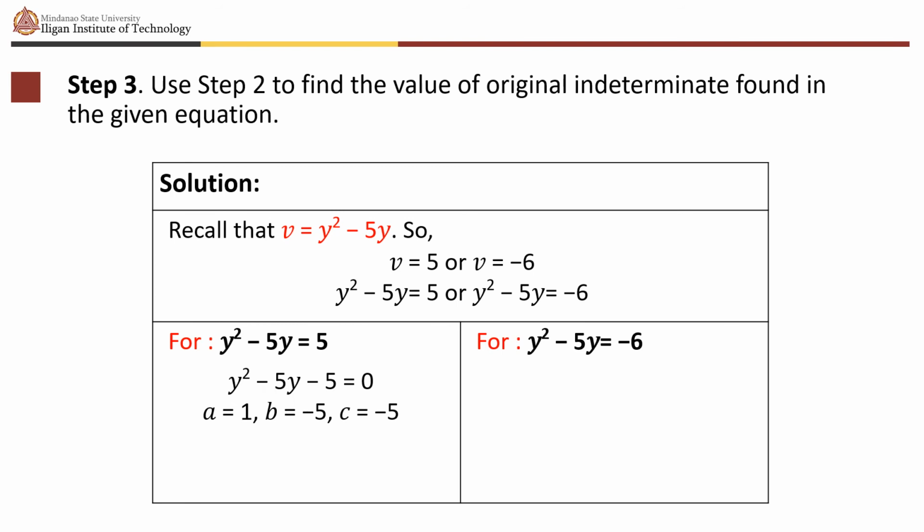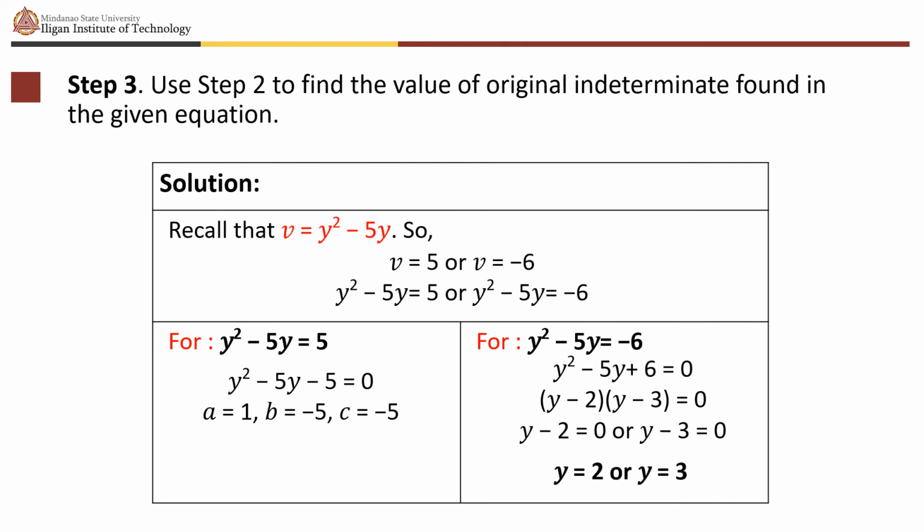Meaning to say y squared minus 5y minus 5 equal to 0, simply subtracting 5 on both sides. Here you have a is 1, b is negative 5, and c is negative 5. Also here, you come up with y squared minus 5y plus 6 equal to 0. So y minus 2 times y minus 3 equal to 0, that is y minus 2 equal to 0, or y minus 3 equal to 0. That is y equal to 2 or y equal to 3.